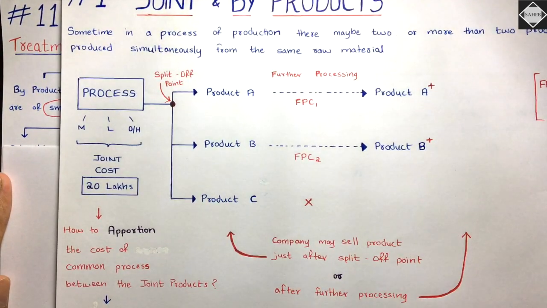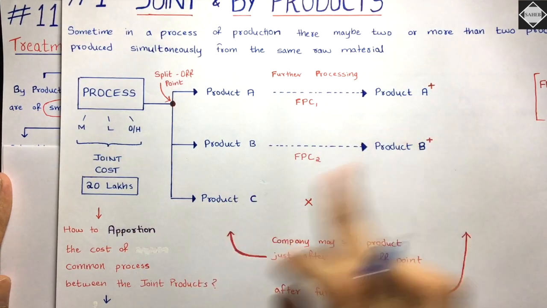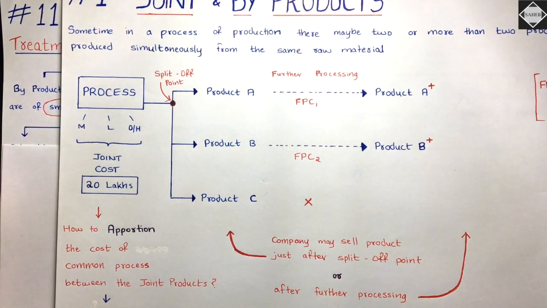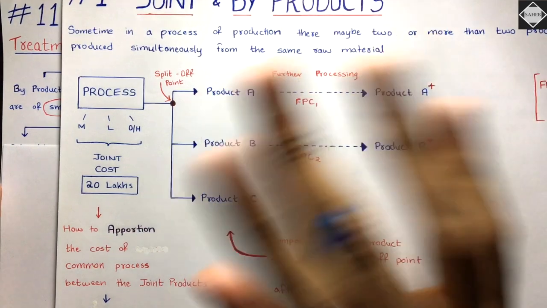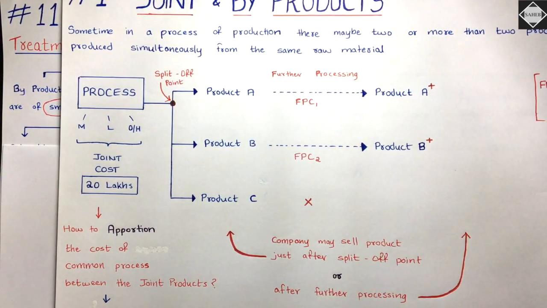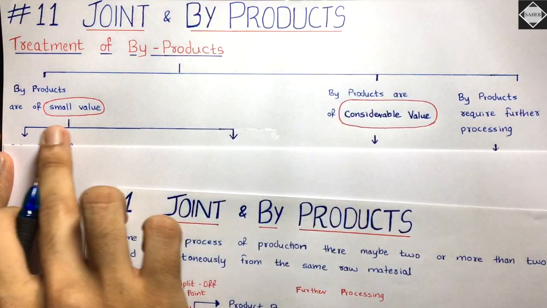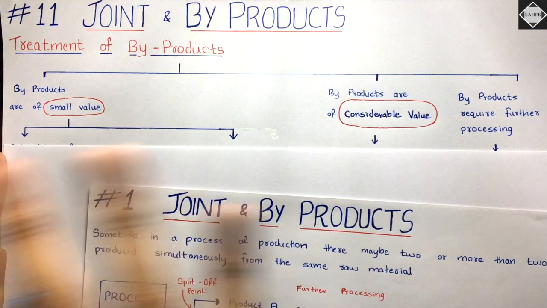Now let's say product C has only 5,000 rupees sales value at split off, or 1,000. In that case, you can easily understand the byproduct has small value. Yeah, that's the practical life.